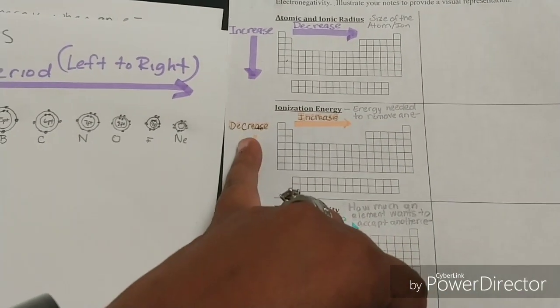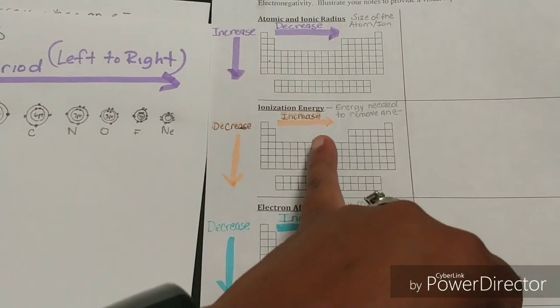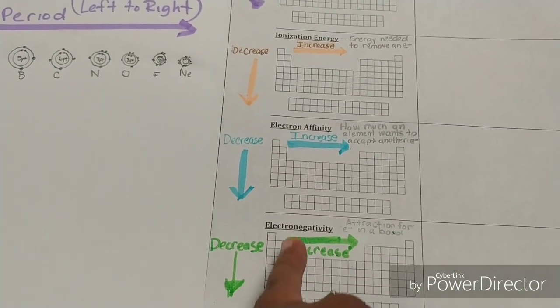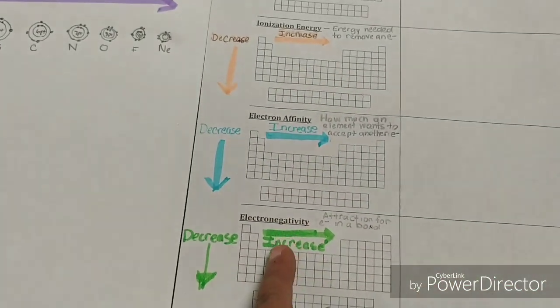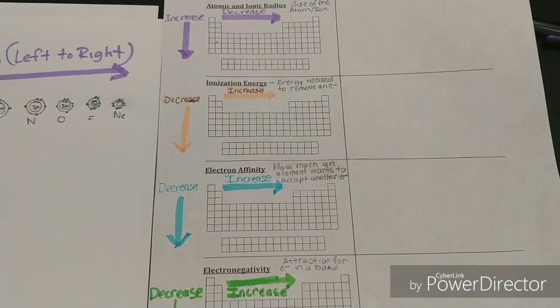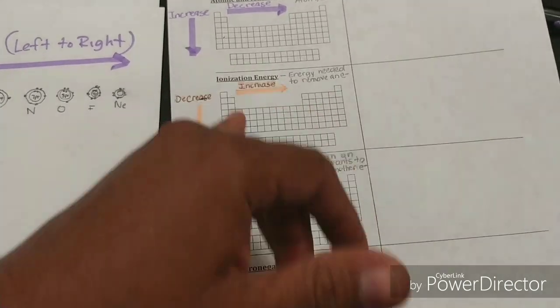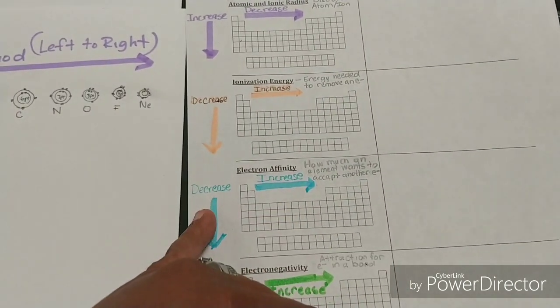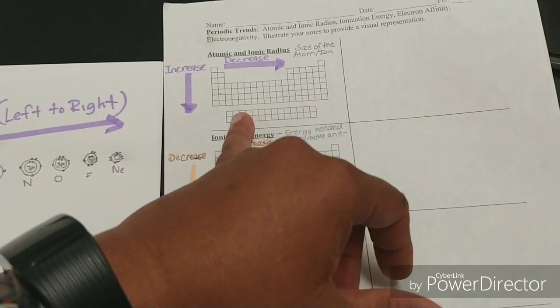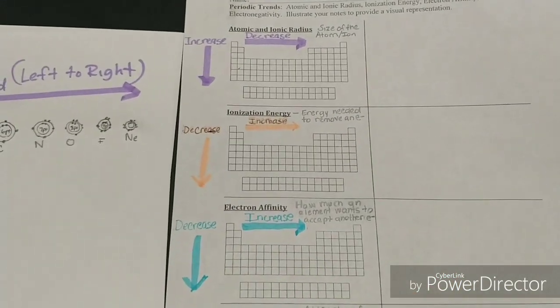For ionization, it decreases down a group, it increases across a period. Electron affinity and electronegativity and ionization energy all have the same trend. So you won't have, I think, a hard time remembering that, because all three of these are the same. Decreases down and increases across. The only one that's different is the atomic radius and the ionic radius.